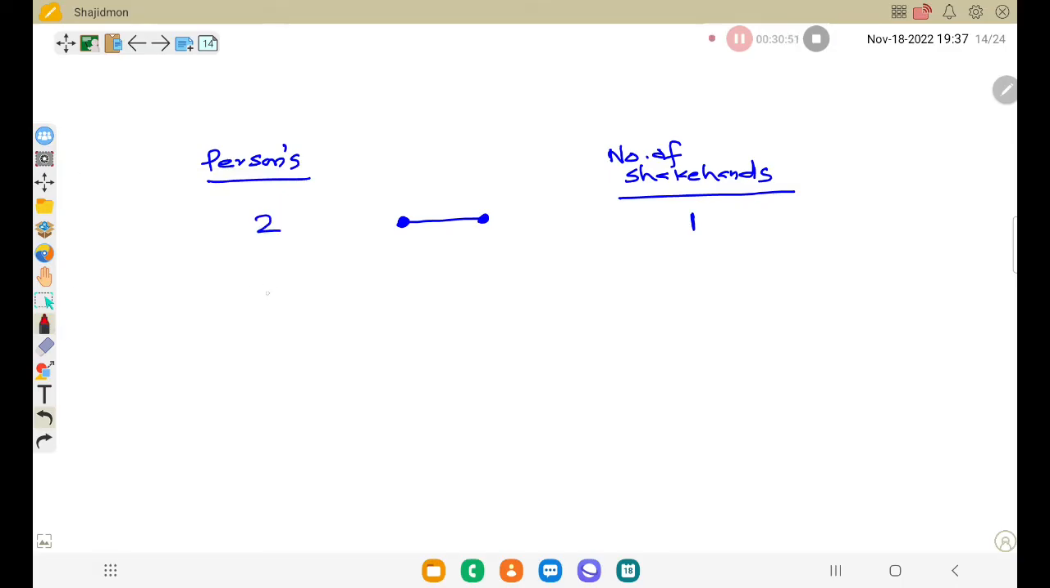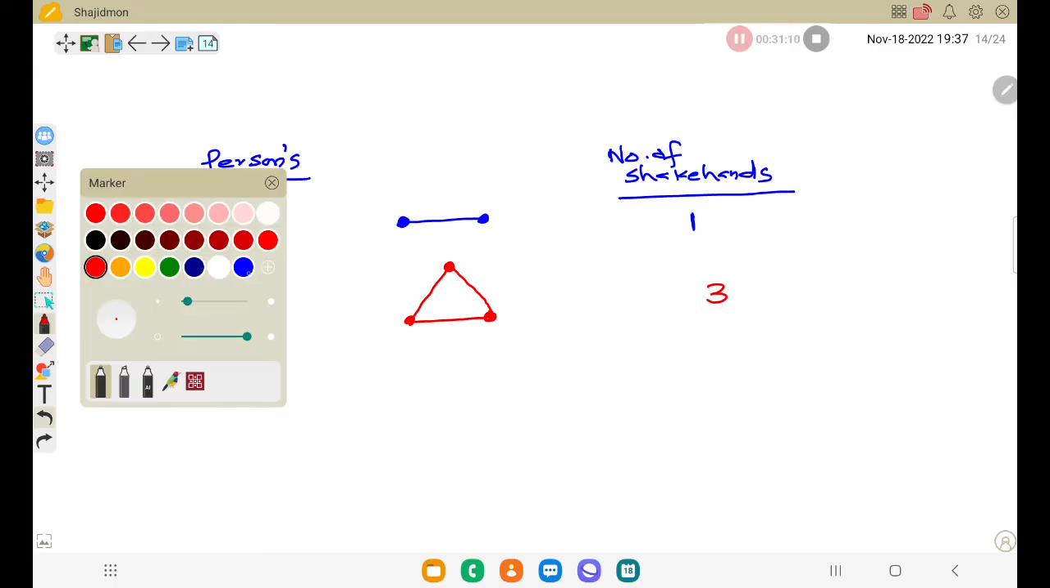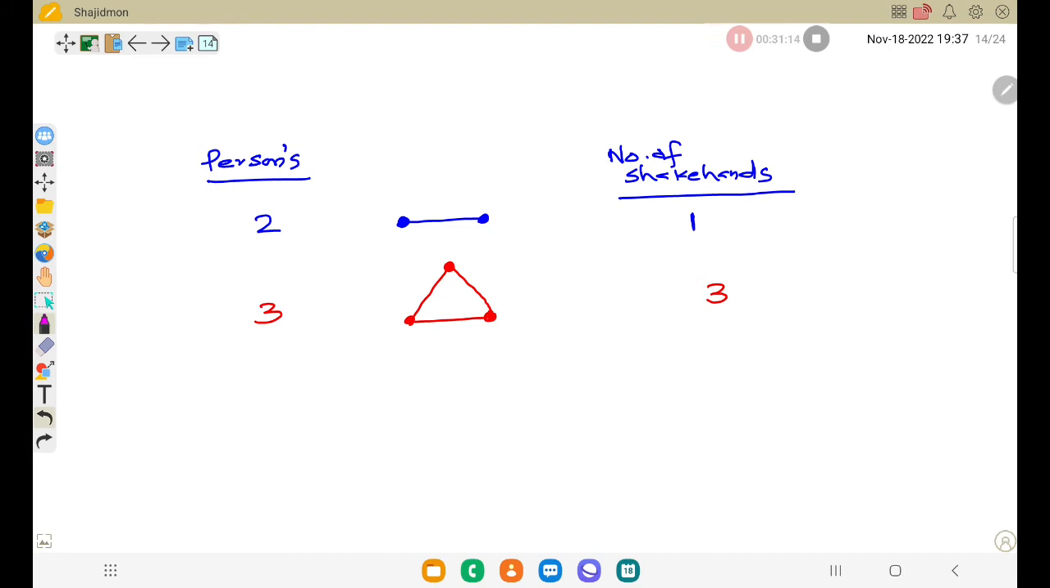Now, for example, in the meeting we have three persons. How many shake hands will happen? The first person shakes hand with the second. The first person maybe shakes hand with the third person. The second person and the third person will shake hands. So how many will happen? Three shake hands will happen. Just for your understanding, I am telling; it is a very easy and very interesting idea. Okay, three persons, three shake hands.